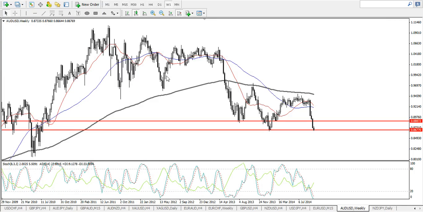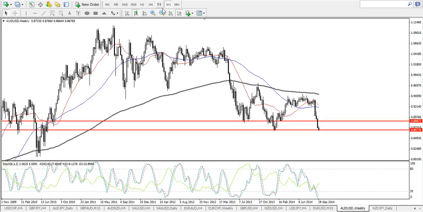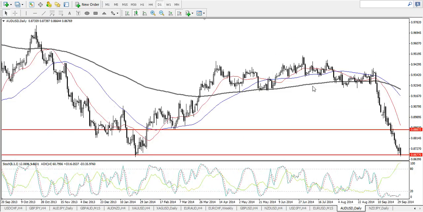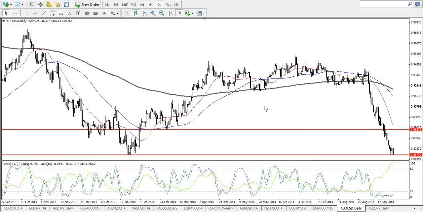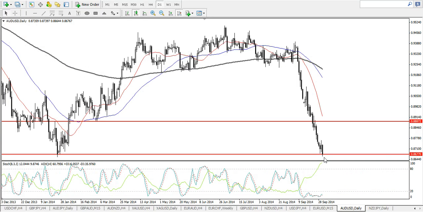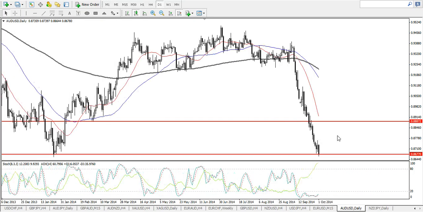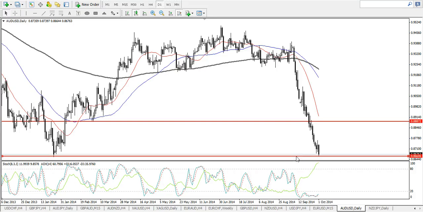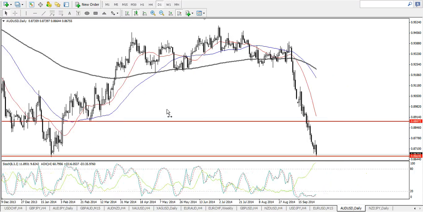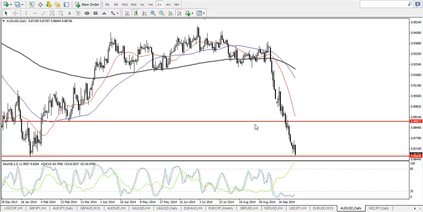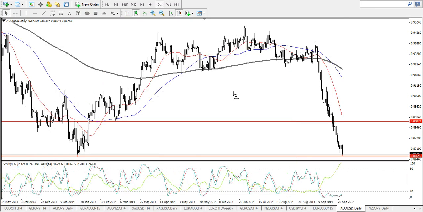Right, next we will look at the Australian dollar against the US dollar. As I mentioned last week, you can see the price has reached the previous low at 0.8677, or to be more precise, about 0.8664. Alright, so the question is, is it going to rebound, or what's going to happen next?